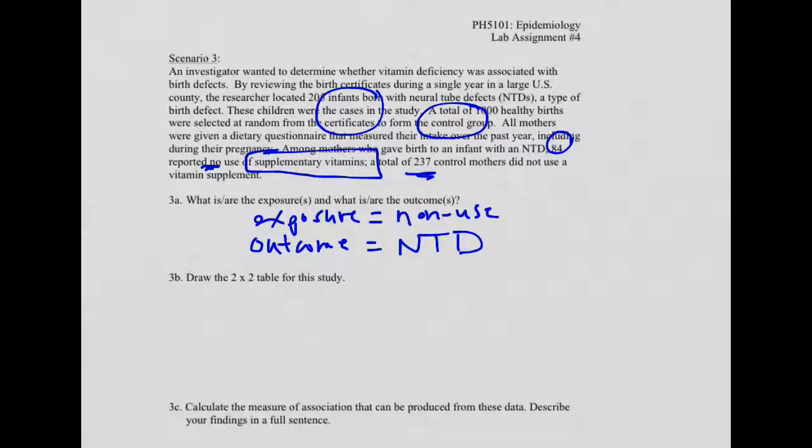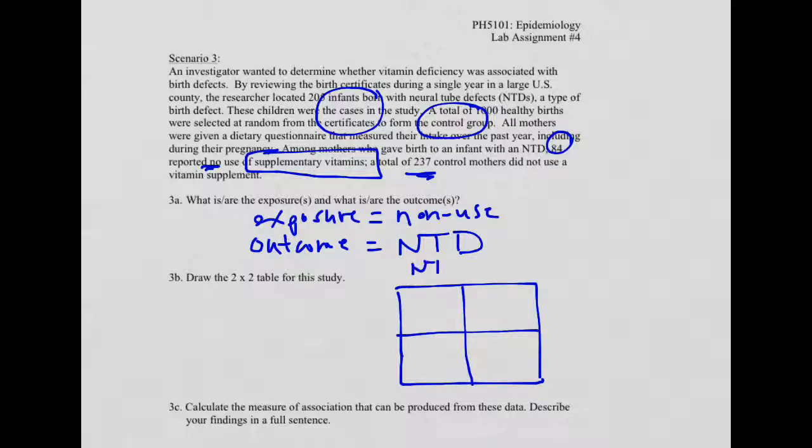So draw the 2 by 2 for this study. So again, we always have our disease and non-disease along our columns. So we'll put neural tube defects and not neural tube defects. And then we'll have our exposures along the side. Okay, so our exposures, in this case, I'm going to choose to use no vitamins as my exposed group and yes vitamins as my unexposed group.